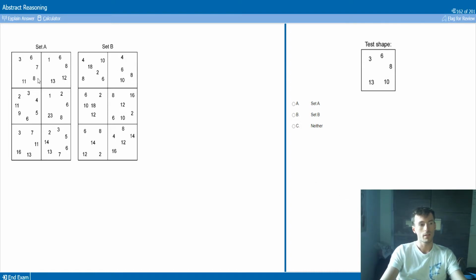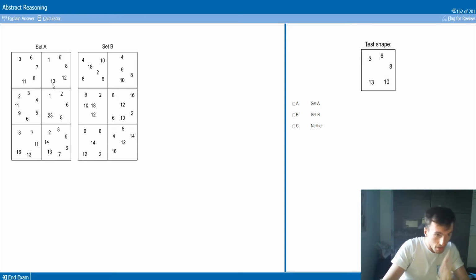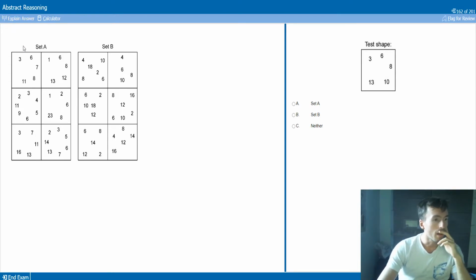Okay, 3, 6, 7, 8, 11. Okay. Oh, hang on, this looks like a clock face that's just been inverted. I don't think it's a clock, because clocks don't go up to 13. Okay, the 6. These numbers are all in ascending order coming from here.